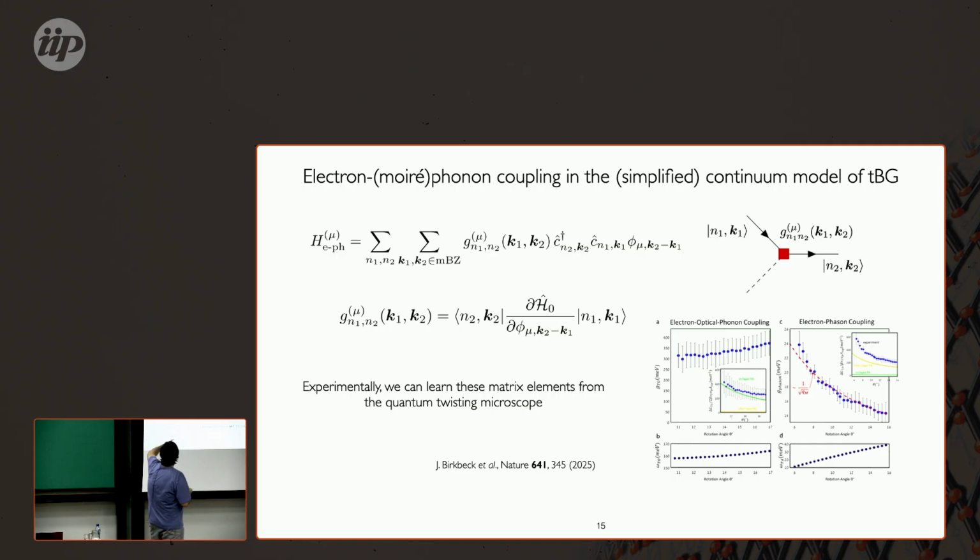Okay, and in principle we could learn these numbers from experiments thanks to the quantum twisting microscope. The important thing is that these numbers do not correspond to these numbers. My understanding is that these numbers are matrix elements of the electron-phonon coupling between two plane waves of the bottom and top layer. These are matrix elements in the basis that diagonalizes the Bistritzer-MacDonald Hamiltonian, not the same thing.